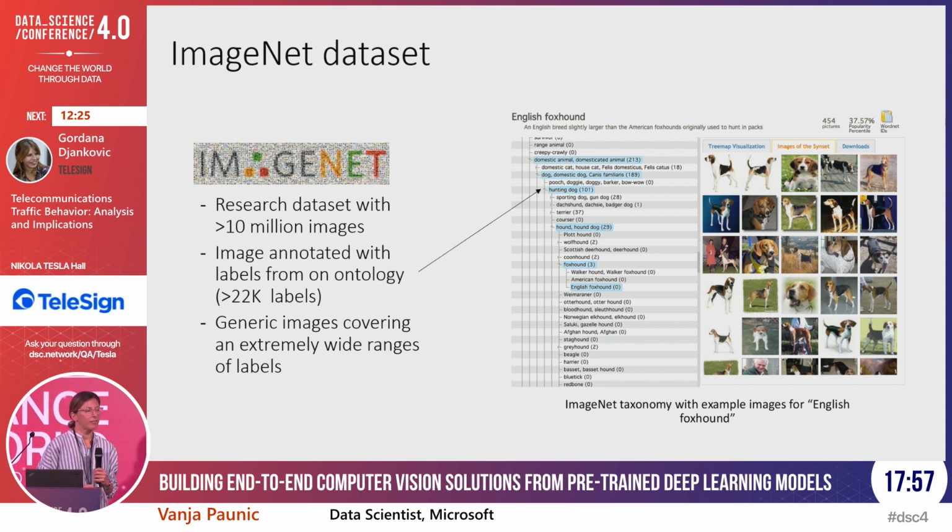So one caveat of using deep neural nets in general is that they require very large data sets. They typically have many parameters that need to be trained. So in order to make them generic and generalizable to new problems, you typically need very large data sets, which a lot of companies, or a lot of users, don't have. So the research community has been gathering large data sets of images over the years and annotating them through crowdsourcing. Now the ImageNet dataset contains more than 10 million images, more than 22K labels, and it's a very comprehensive and generic image dataset covering an extremely wide range of labels.